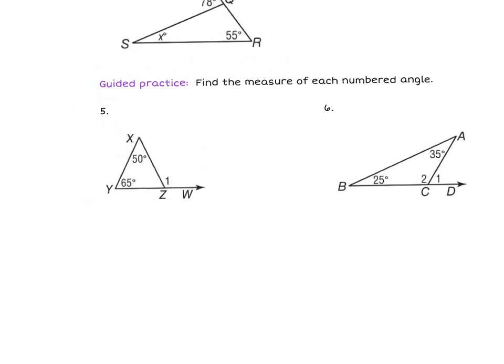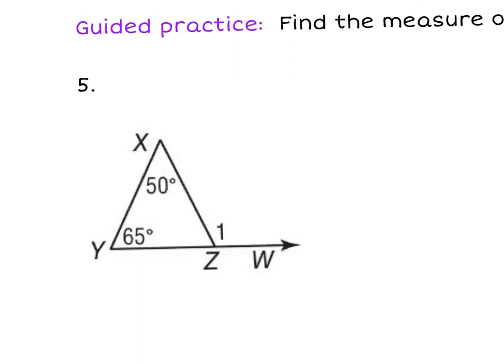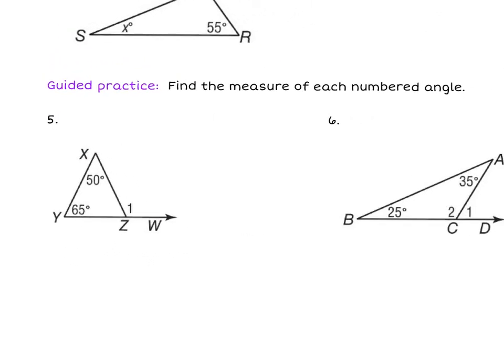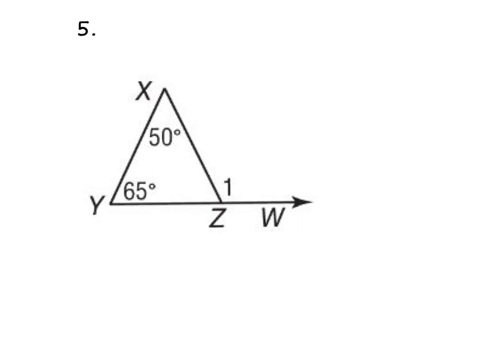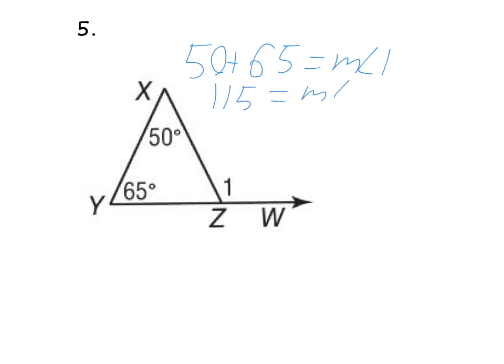All right, last 2 guided practice problems. Find the measure of each numbered angle. All right, so number 5, we only have one angle to find, but let's set it up. We have 50 plus 65 must be equal to the measurement of angle 1, as it is an exterior angle. So combine our like terms. 115 must be equal to the measurement of angle 1.